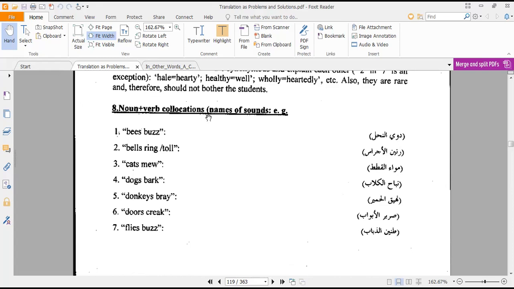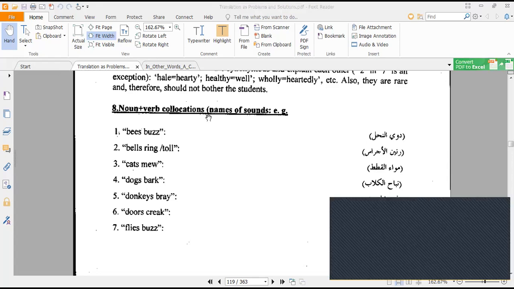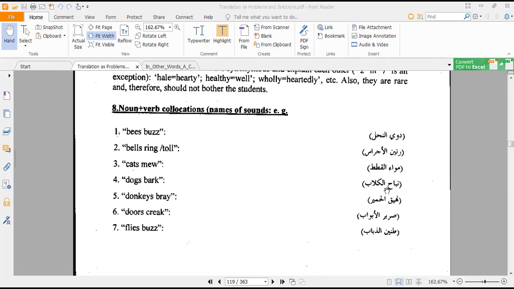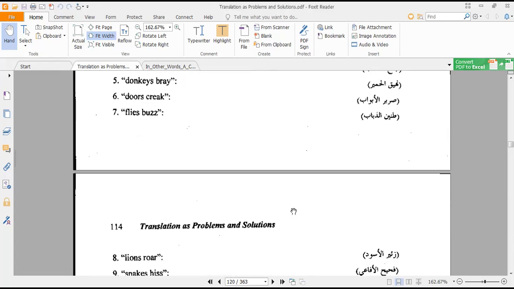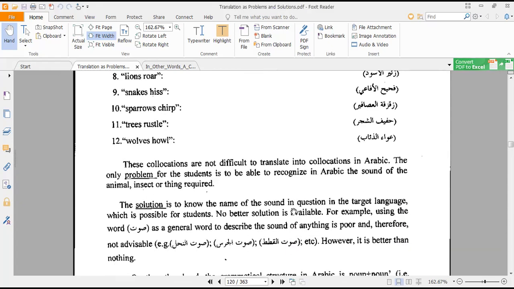Now, the eighth strategy is noun plus verb collocations. For example, dogs bark. Dogs is a noun, while bark is a verb. So we have a noun plus a verb. This can be rendered as نباح الكلاب. طيب هنا literal translation strategy معروفة. Bees buzz دوي النحل. This literal translation also is an acceptable version of translation in this text. Okay.